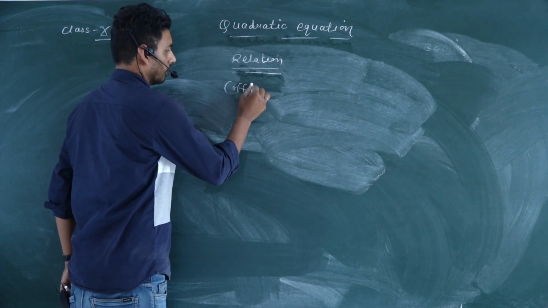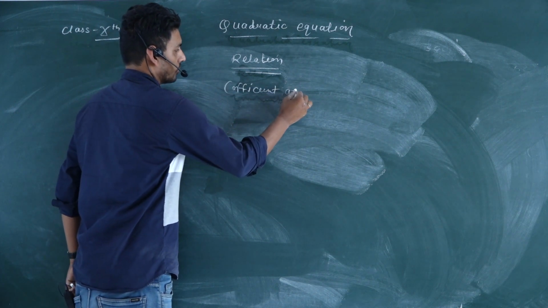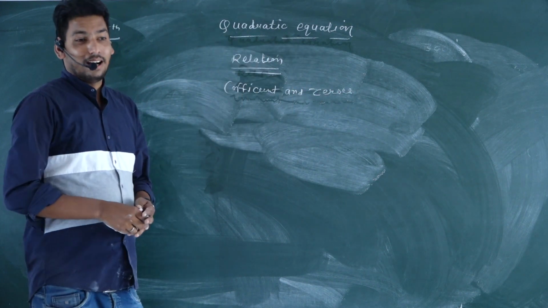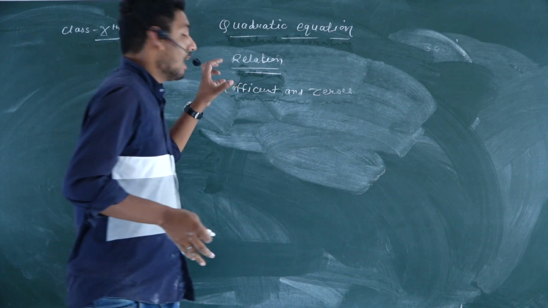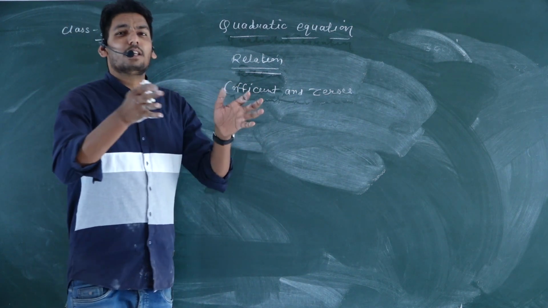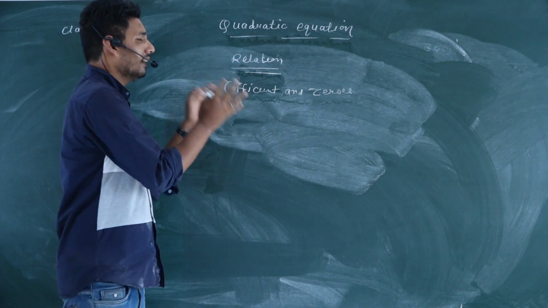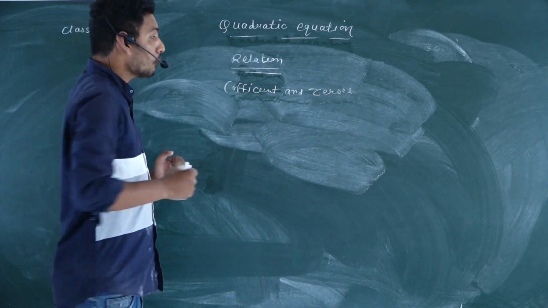Coefficient and zeros. How do we explain the relation between the coefficient and zeros, students? How to explain the relation between the coefficient and zeros?